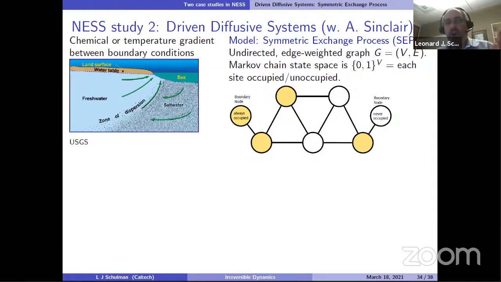You have this undirected graph, and in every turn you randomly pick an edge, and every vertex, I should say, is either occupied or not occupied. It's 0 or 1. Okay. And in every round you pick an edge and you exchange the contents of the two vertices. Except the process becomes more interesting when there are boundary conditions.